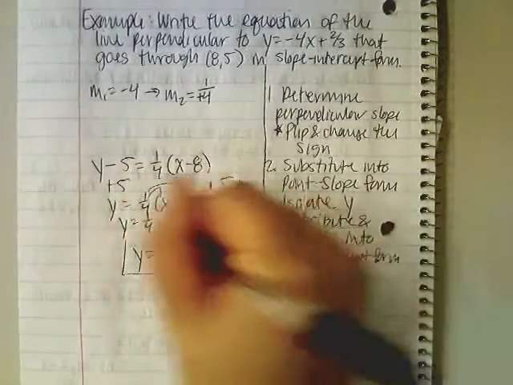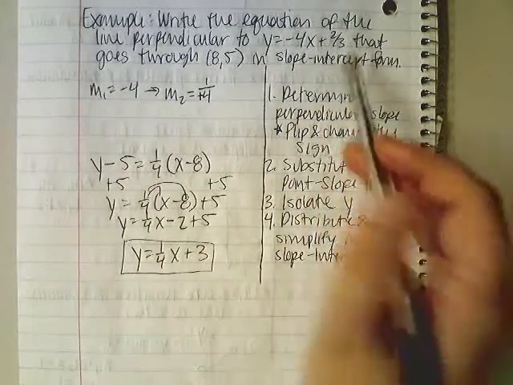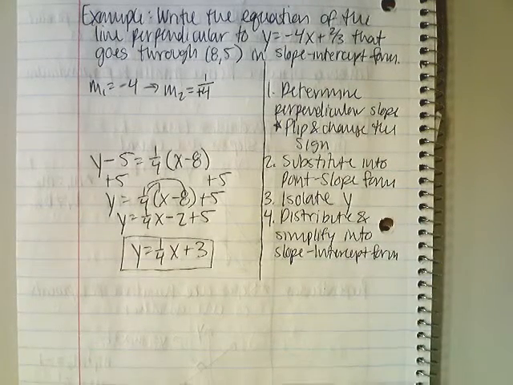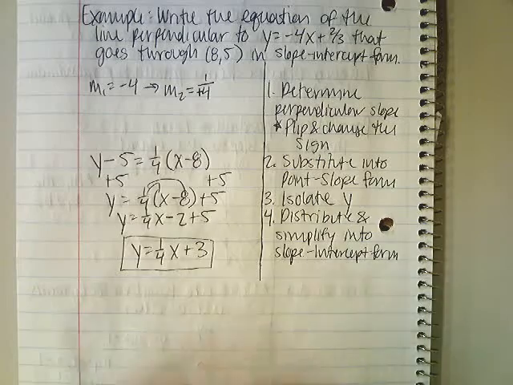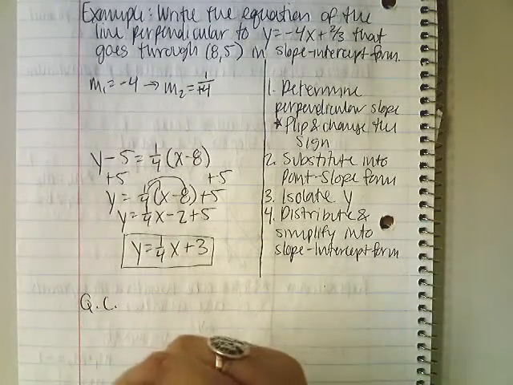So that is my simplified form, or slope-intercept form, of my perpendicular equation to that line. So that's when we're done for that problem. Make sure you write down any questions, comments, concerns you have on it. I'm going to give us a quick check really fast.